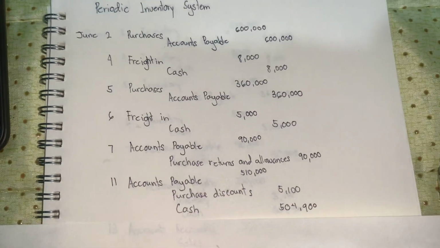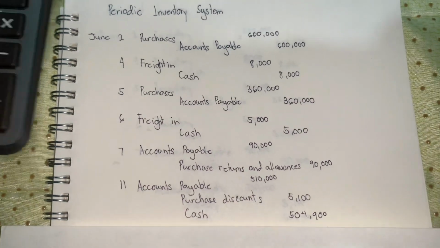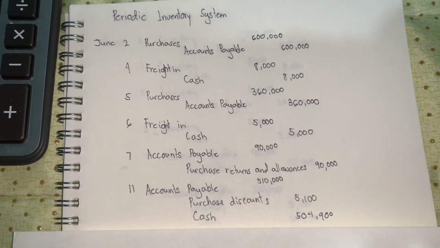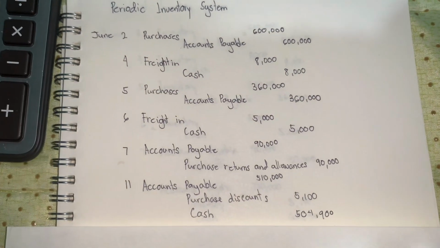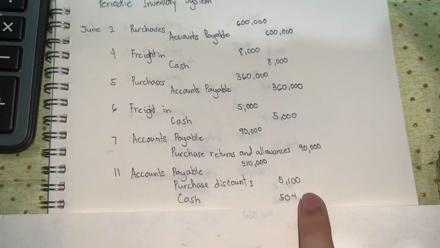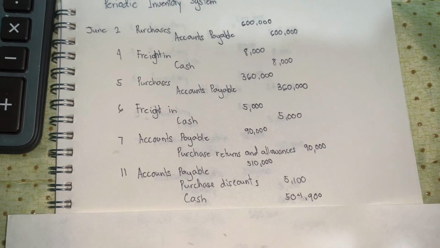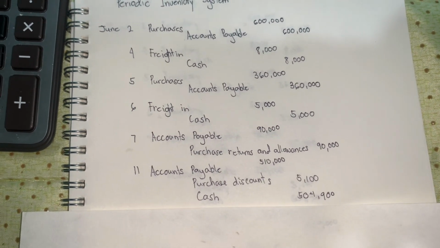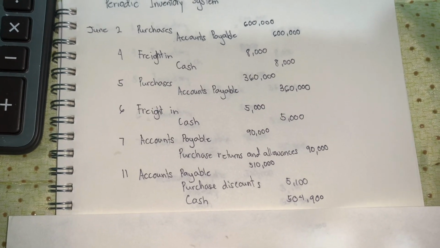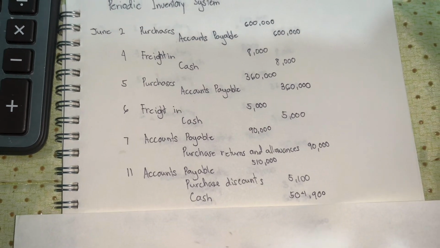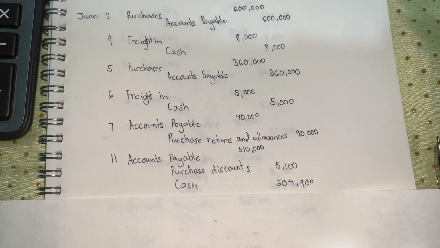So how do we come up with purchase discount? So 510,000 and we multiply it by 1%. So that's why we come up with 5,100. And the remaining, 510,000 minus 5,100, is what we paid for that day, which is 504,900.